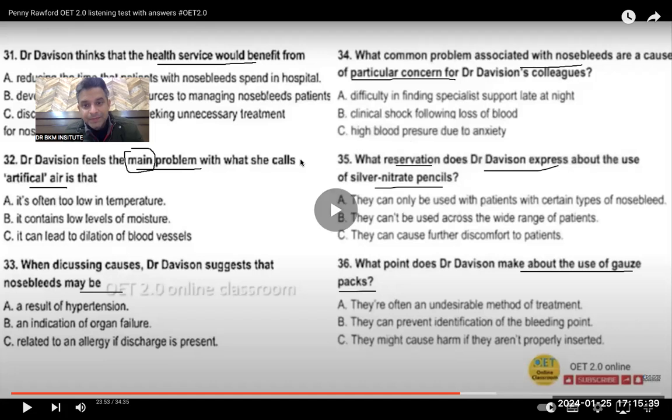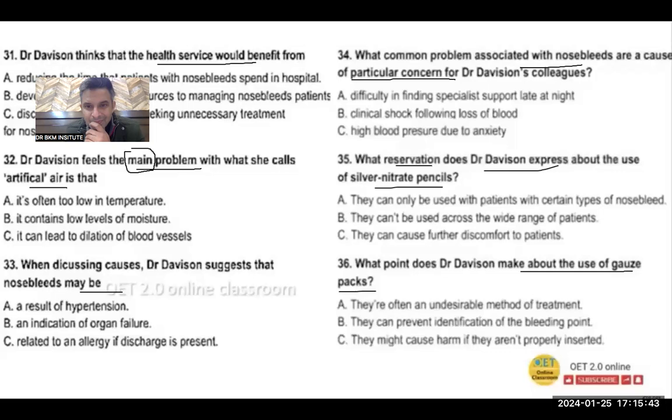Let's play it. high blood pressure are prone to nosebleeds, but the blood pressure itself doesn't cause them.